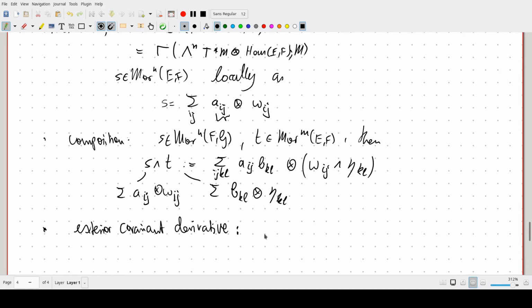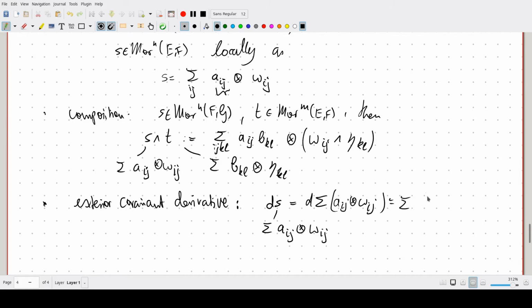So the exterior covariant derivative, we are also going to write this as d, and d applied to some section that we again write as aij tensor omega ij. We want this to obey the Leibniz rule. So locally we can write this as such. Now, d is linear, so we can pull out the sum. By the Leibniz rule, what is the only thing that this can reasonably be? First apply, not d, but the connection to aij. Now we have a 1 form, and we can wedge that with omega ij. But we can also let our d jump over the aij and get aij tensor d omega ij.